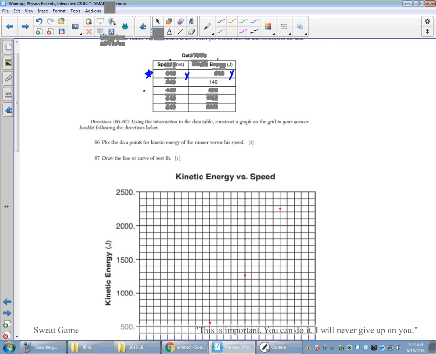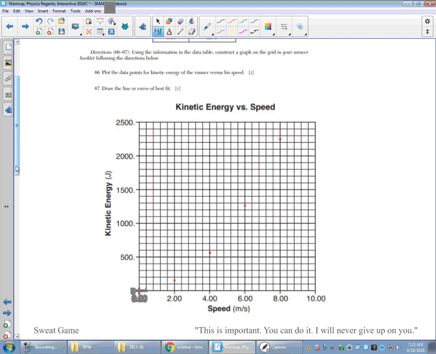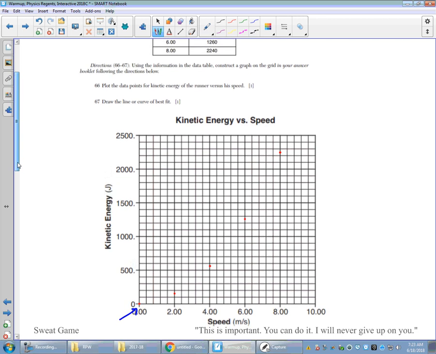Also, don't forget the 0, 0. That is one of the data points, so then it should be on your graph, which you do. You see the little data point down here. If it's not in your table, well, then it's not a point on your graph.